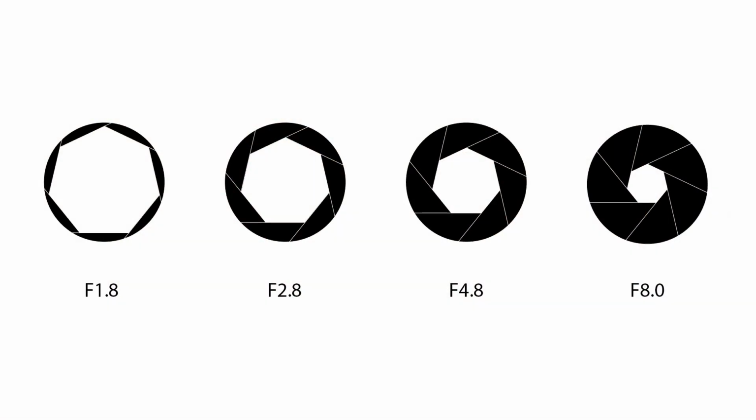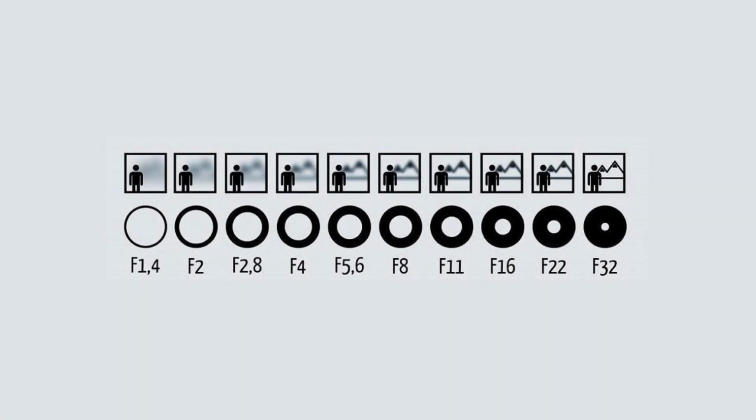Here's another example of those aperture openings that would be going on inside of your lens. 1.8, of course, being very wide, then 2.8, 4.8, and 8.0, the f-stop getting smaller and smaller. Here is that picture again of the different examples of how the f-stops come into play when it comes to how much of a scene you're going to allow into your photo.